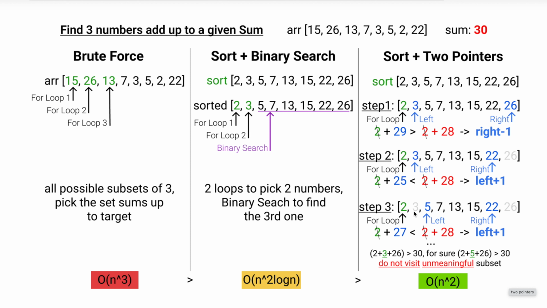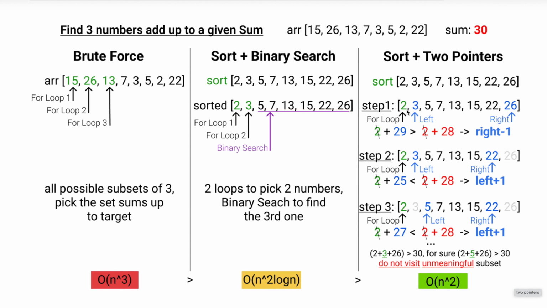Now, you might have noticed that by moving the pointers like this, we're missing out some possible subsets of 3 compared to brute force solutions. For example, in this case, by our first 3 steps, we have missed the combination of 2, 5, and 26. But because this array is sorted, we know for sure that 2, 5, and 26 is an unmeaningful subset. Why? Because the subset before it is 2, 3, and 26. And we know that 2, 3, 26 is already bigger than 30.